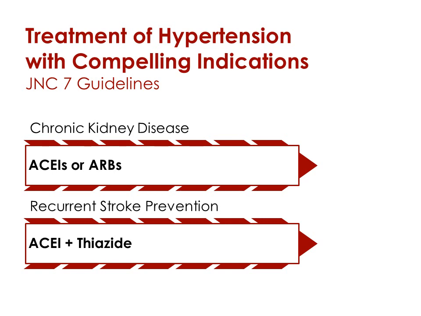In the treatment of recurrent stroke prevention, TIA and ischemic stroke rates have been lowered by the combination of an ACE inhibitor and a thiazide diuretic.